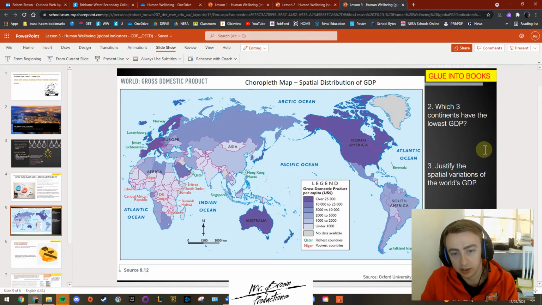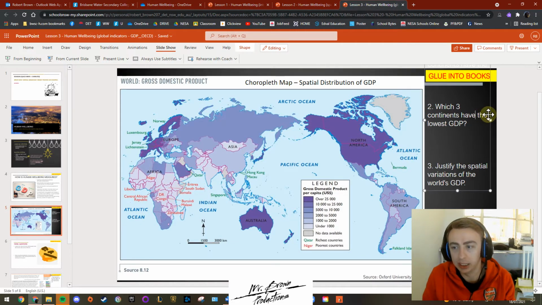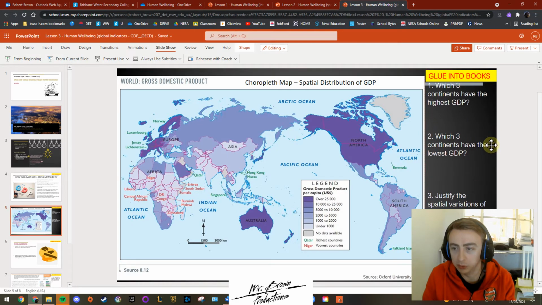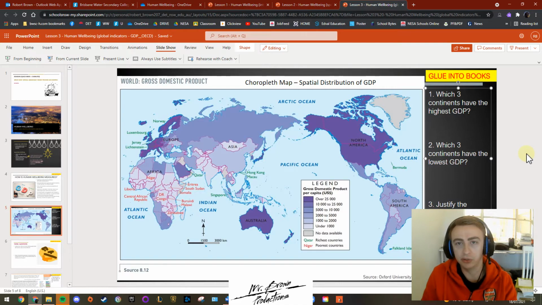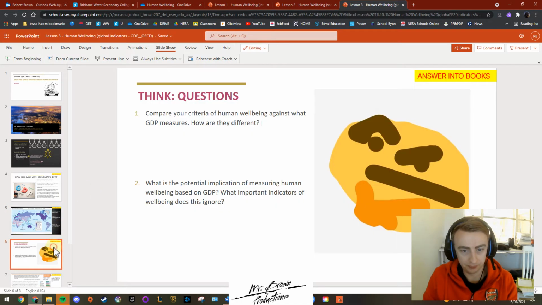So say for example, you picked the continents with the 3 lowest. Why did you choose that? What are some impacts on human well-being, or what are some things about those countries that you know will produce low GDP than other countries? So answer those. Again, if you're not sure on any of those questions, post it in the comments below, because other people might be thinking the same thing as you, and you'll be able to help them out.